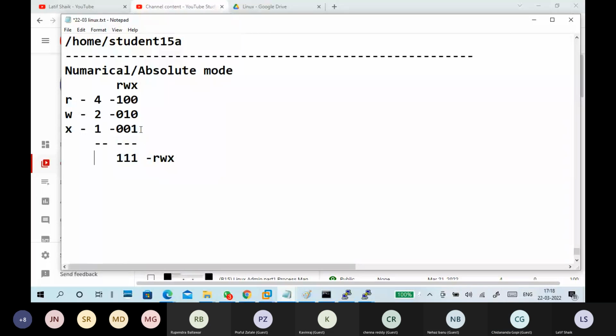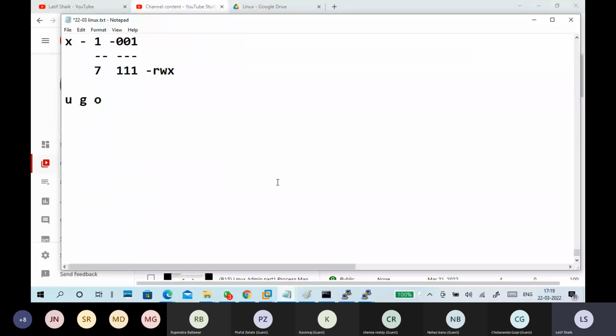Value is 7. Okay, it means read, write, execute. Again, user, group, other permissions. Same thing for all. User, group, other permissions are not changing.